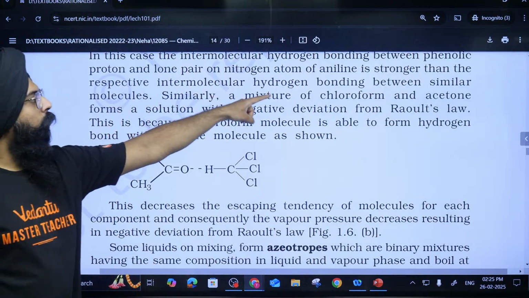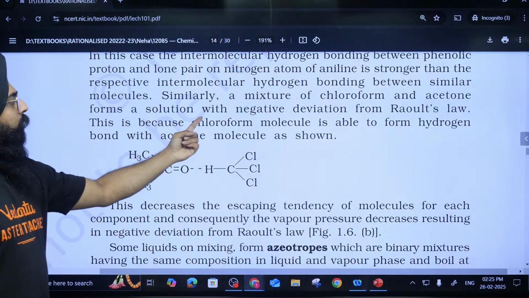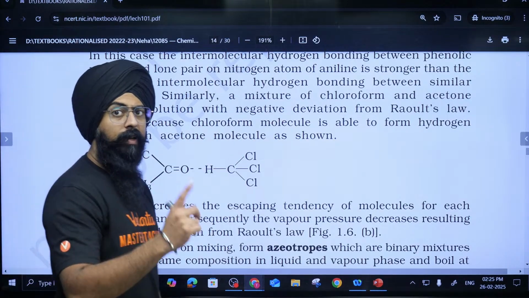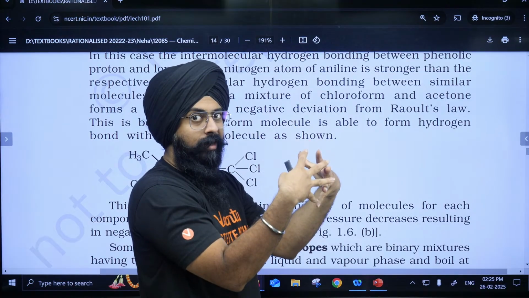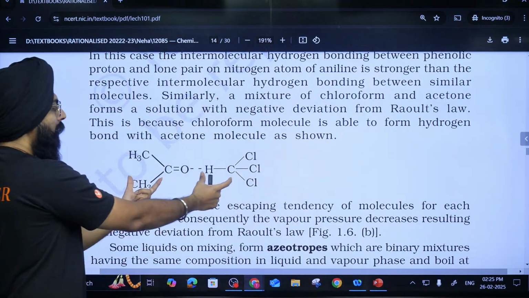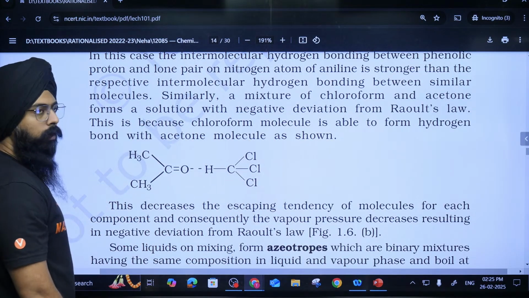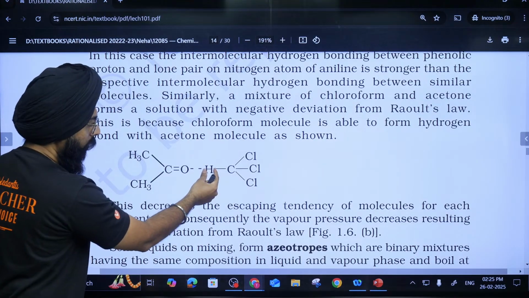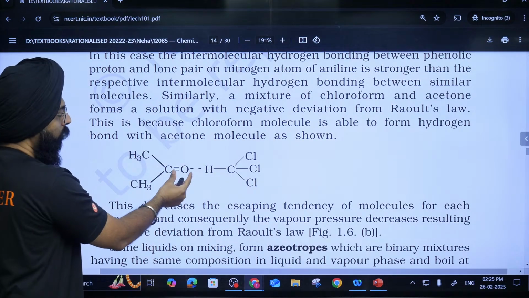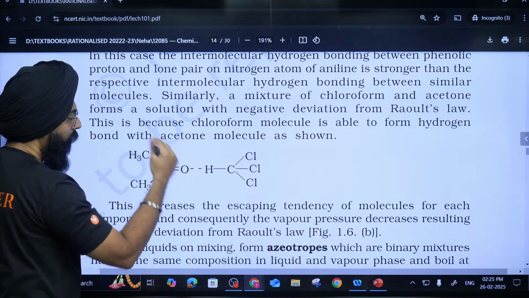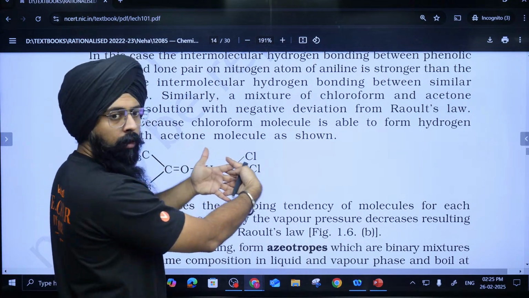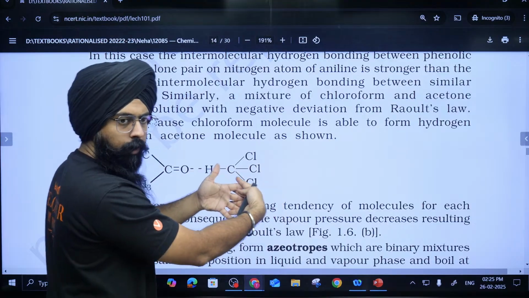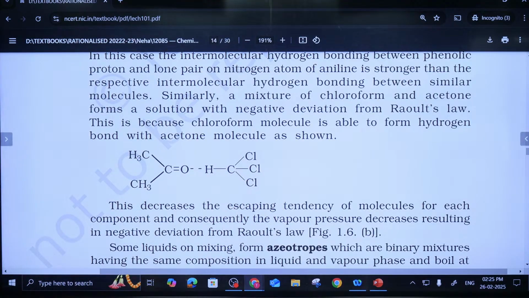A mixture of chloroform and acetone forms a solution with negative deviation. Negative deviation means vapor pressure is lesser. So they should love each other. How do they love each other? By making a new hydrogen bond. The chloroform's hydrogen forms a good hydrogen bond with the oxygen of acetone. Because of this affinity towards each other, we observe a negative deviation from Raoult's law.